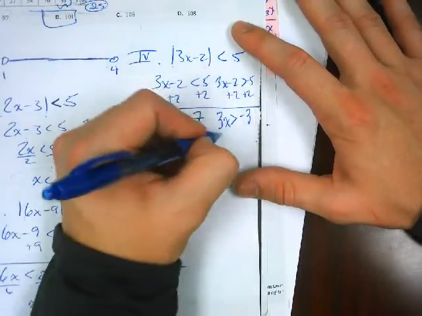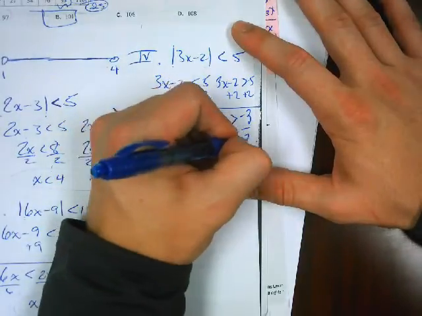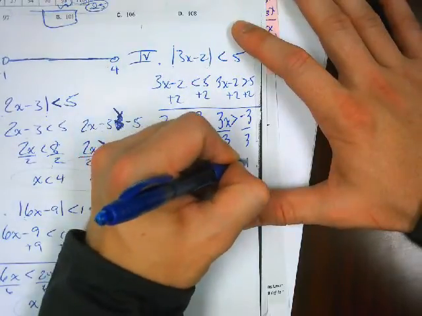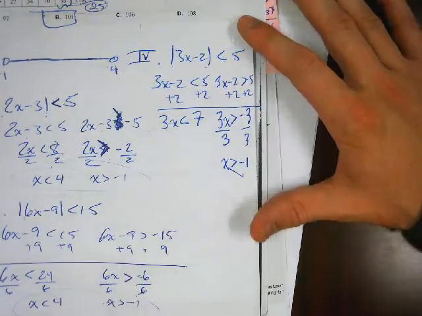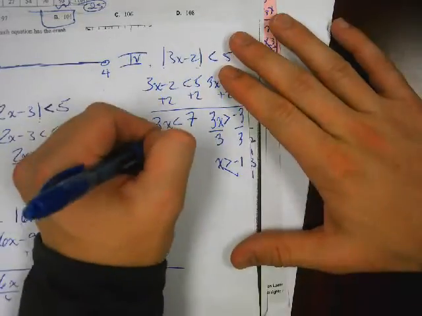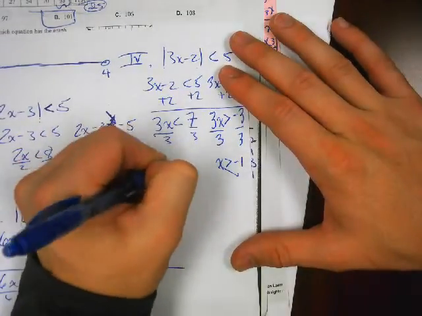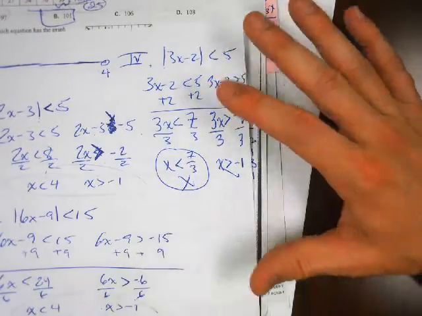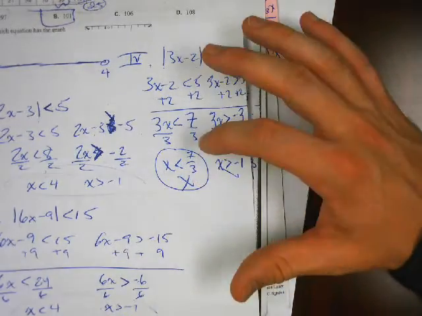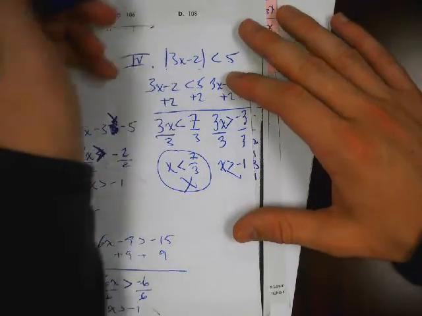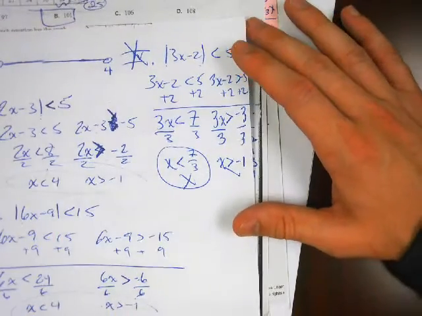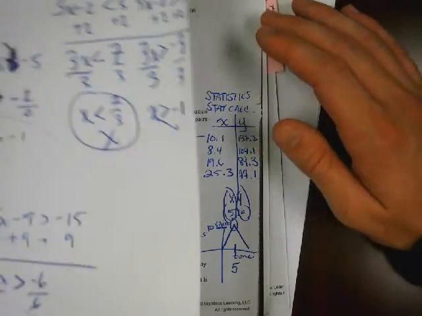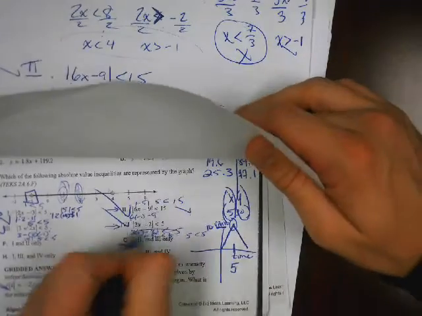So I divide by 3 here, and I get x is greater than negative 1. This is definitely true. Over here on this side, I divide by 3, and I get x is less than 7 over 3, which is not true. It's x is less than 4. So no good on this. Option 4 is definitely not the right answer, and this means that our final answer is options 1, 2, and 3 only, and this will be letter G for your answer there.